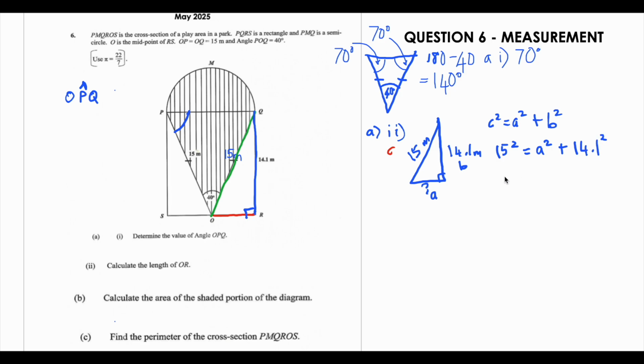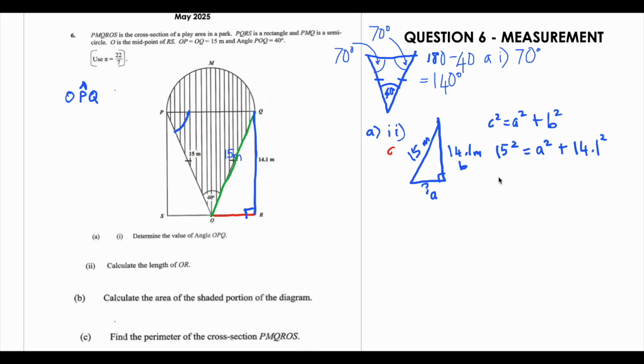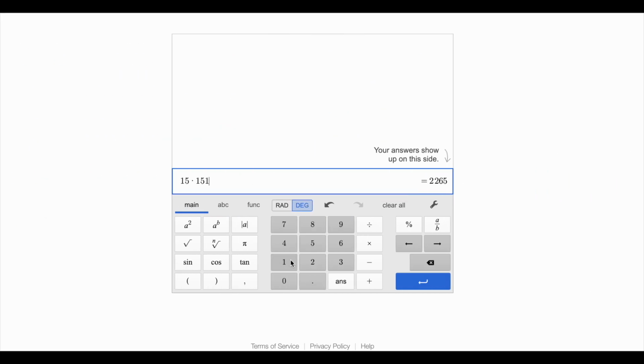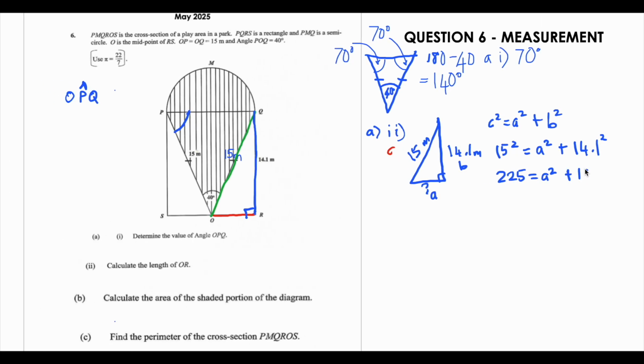Alright, so now I can work this out. 15 squared, so I could say 15 times 15, which is 225. So I could put here 225 is equal to A squared. Now I need to add this to 14.1 squared. So 14.1 squared is 198.81. So plus 198.81.